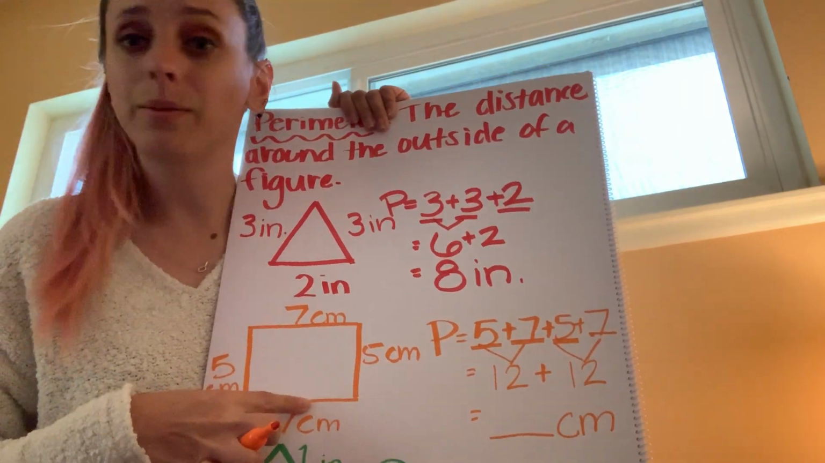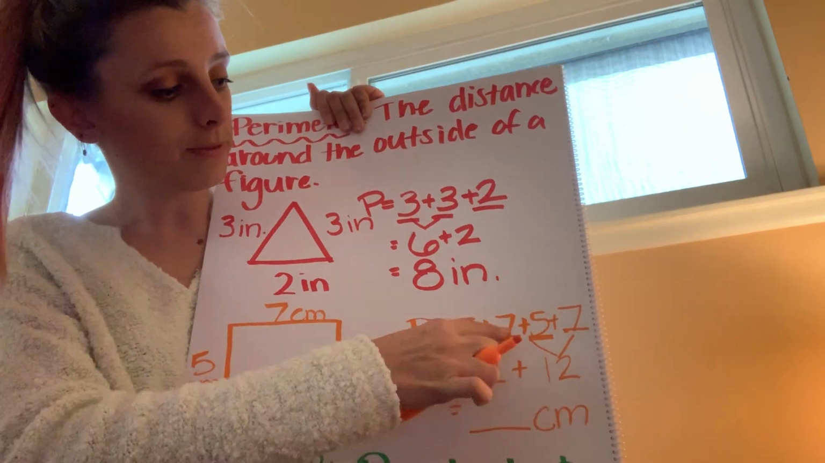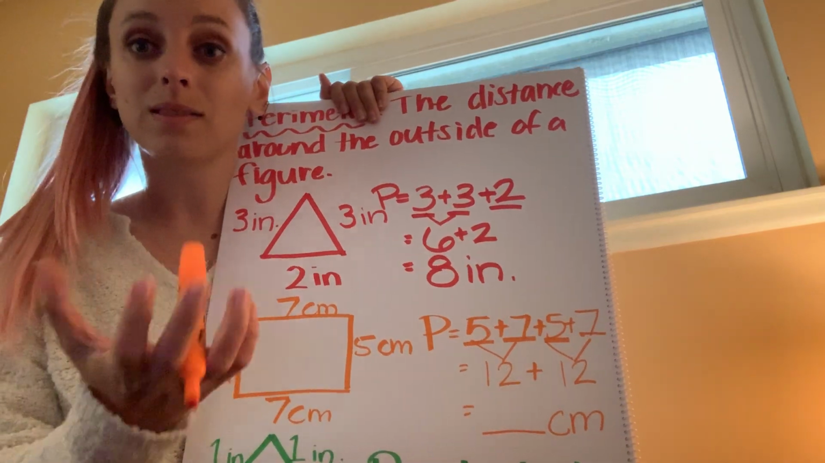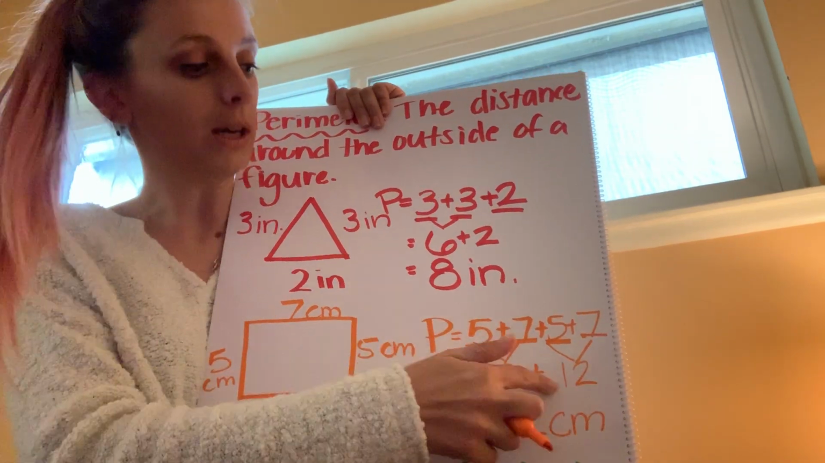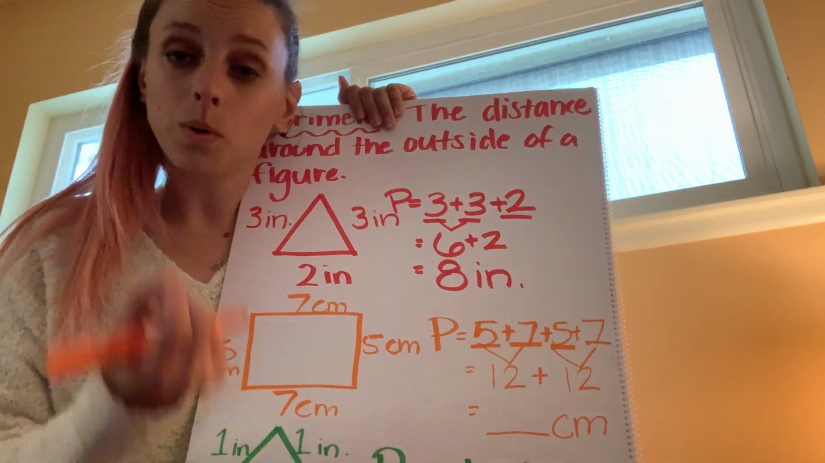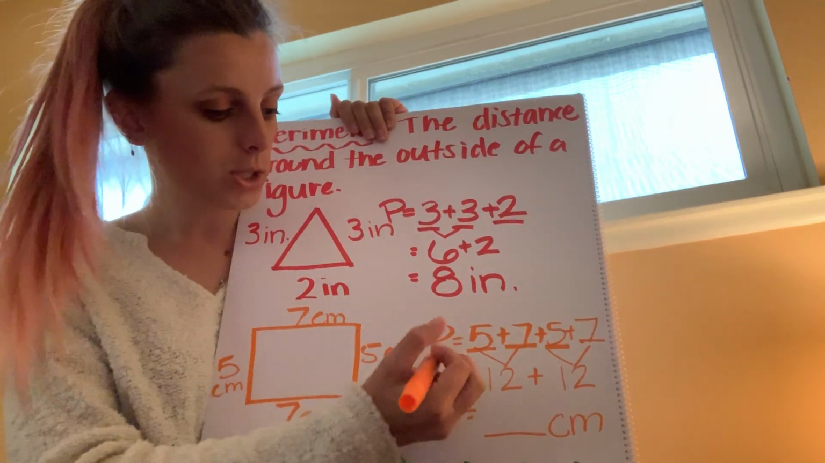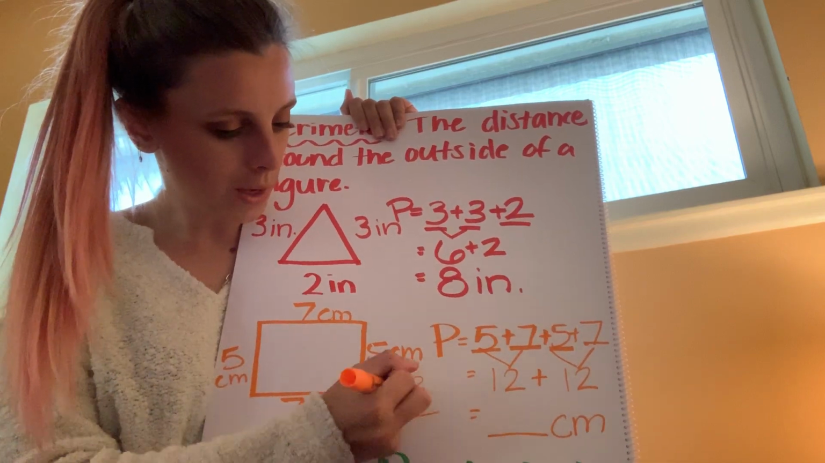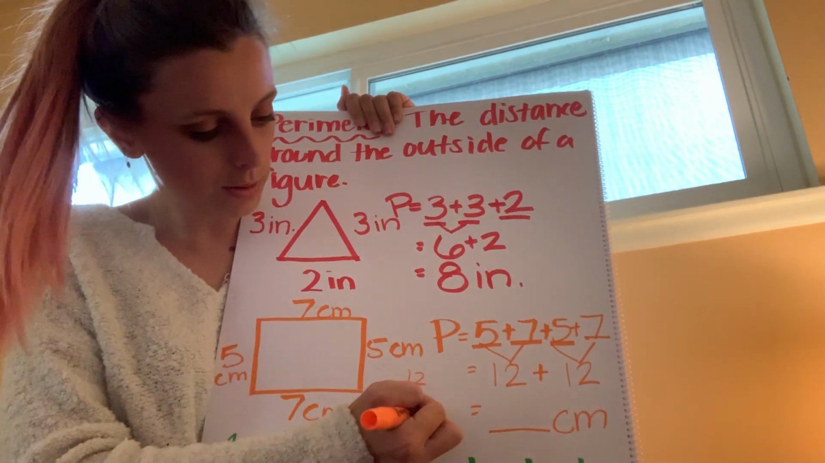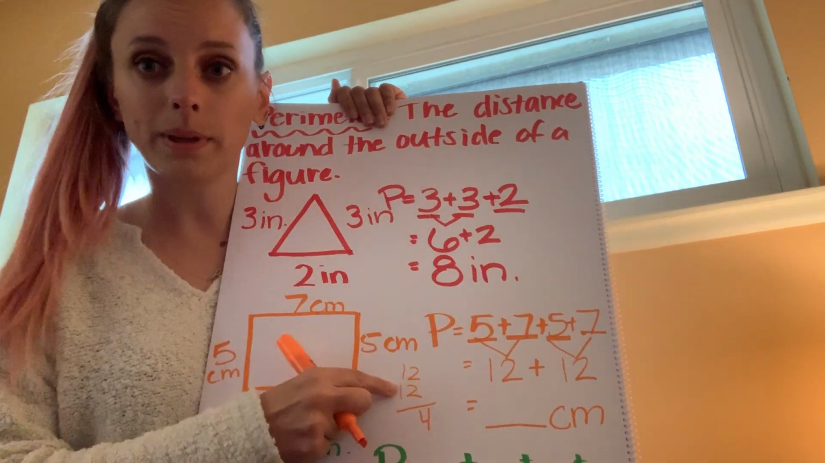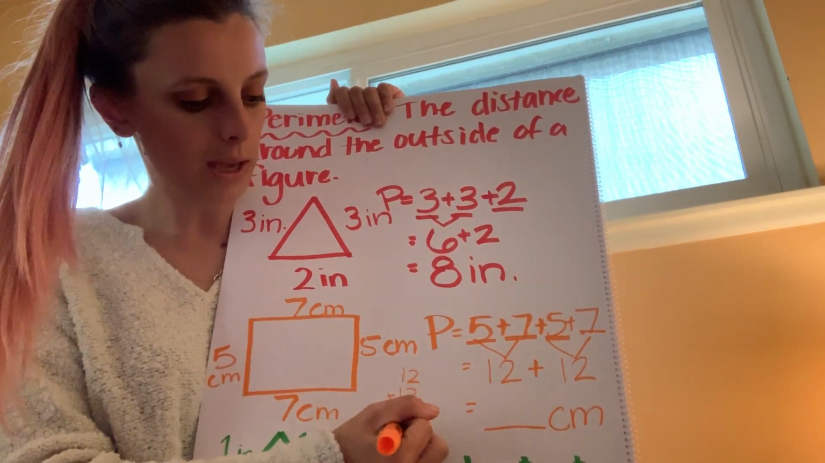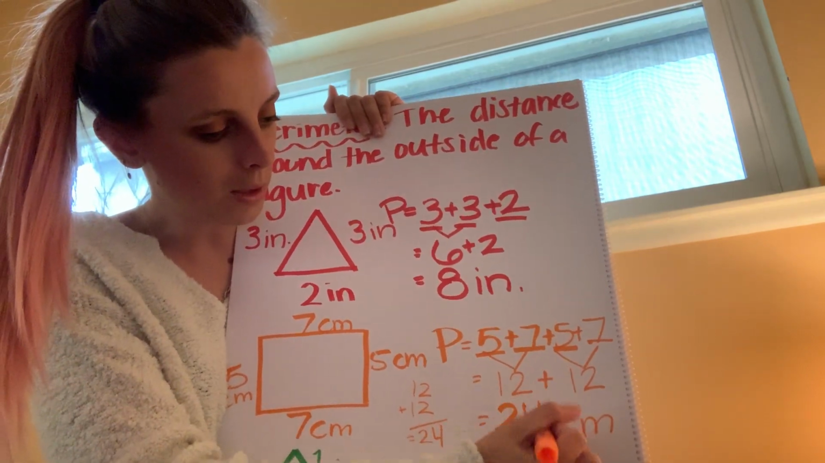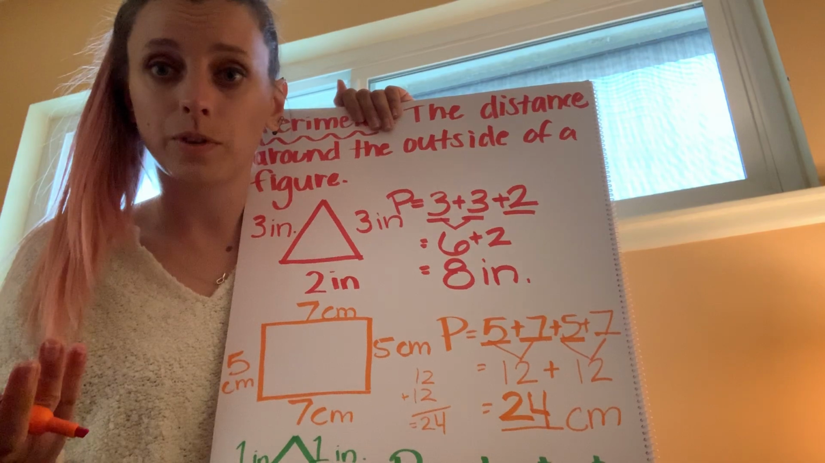And now that I have that, I'm ready to solve. So I can put my 5s and my 7s together, and I know that when I add 5 and 7, that makes 12. Now I'm ready to put my two 12s together. So 12 plus 12, or 12 times 2, if I work that out here, 2 plus 2 would be 4, and 1 plus 1 would be 2. So I end up with 24 centimeters, and my perimeter would be 24 centimeters for this shape.